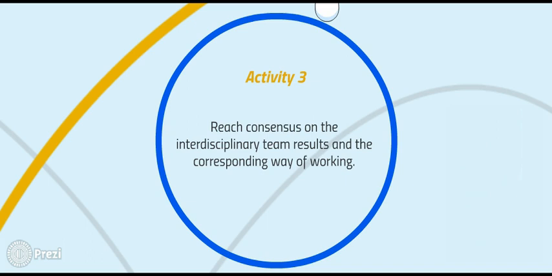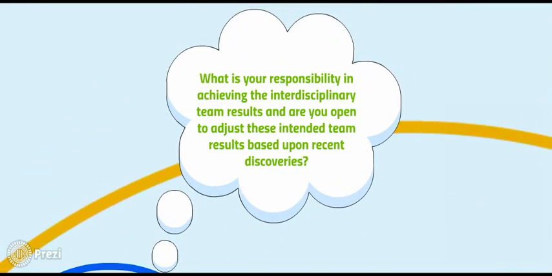You will notice along the project that the interdisciplinary outcomes and processes will be adjusted based upon your new gains of insights. The third activity requires you to consider what your responsibility is in achieving the interdisciplinary team results, and whether you are open to adjusting these intended team results based upon recent discoveries.